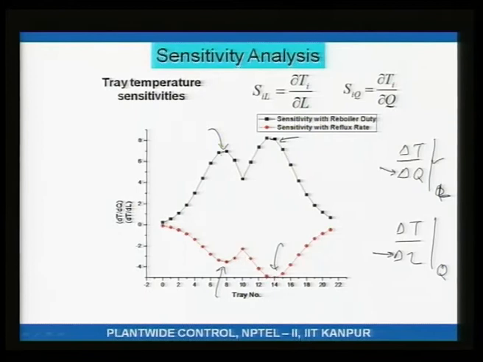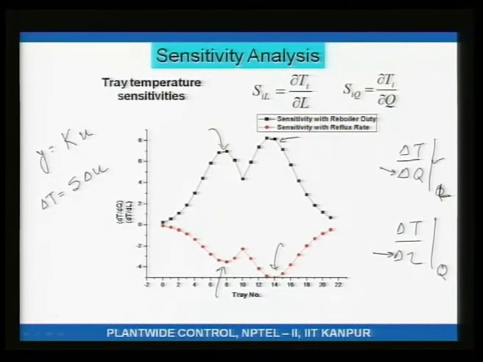Well, this goes down to, you know, y is equal to ku, all right? Change in temperature, so delta T is equal to sensitivity times delta U, which could be change in Q or change in L. I will just call it delta U.